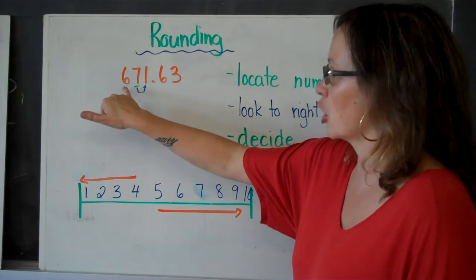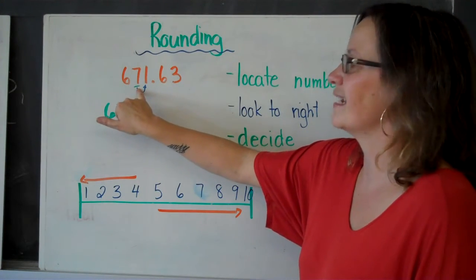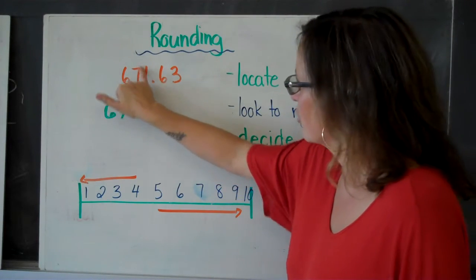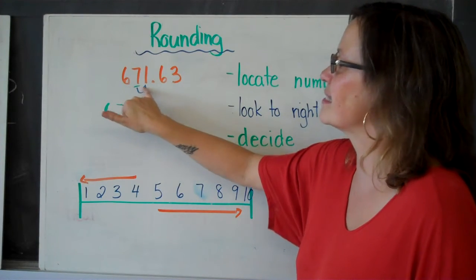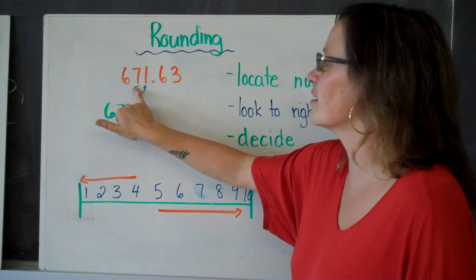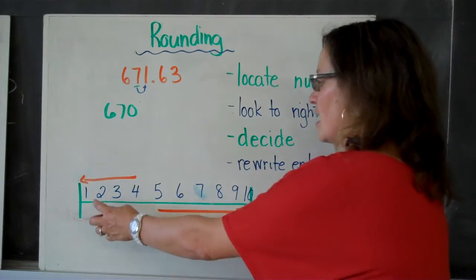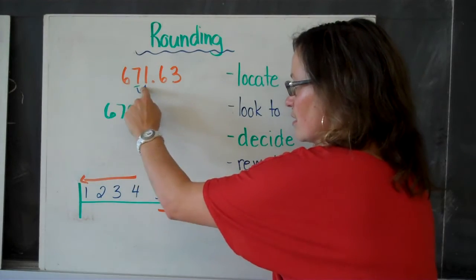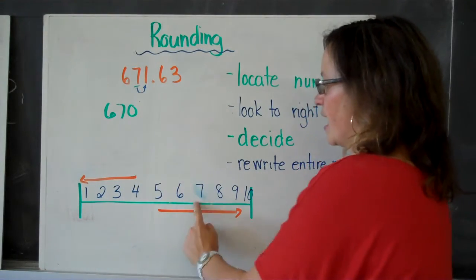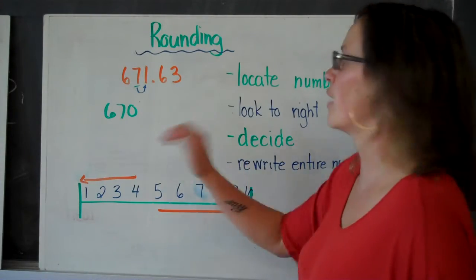All right, so let's say I was going to round to the nearest 100. I would look to the 6 to find my place value. Then I would look to the right. It's a 7. But if I look at this, I know that 670 is closer to 700 than it is to 600. And I can check here. The 7 is closer to the 10 than it is to the 0.